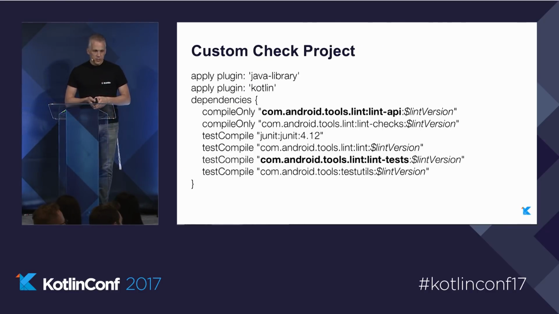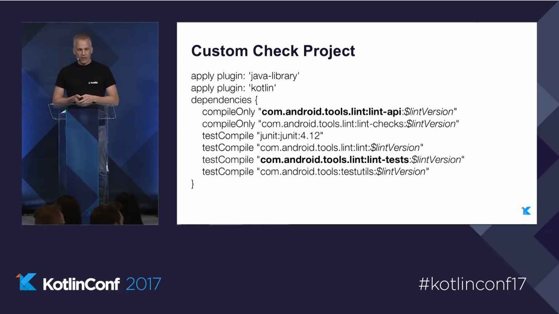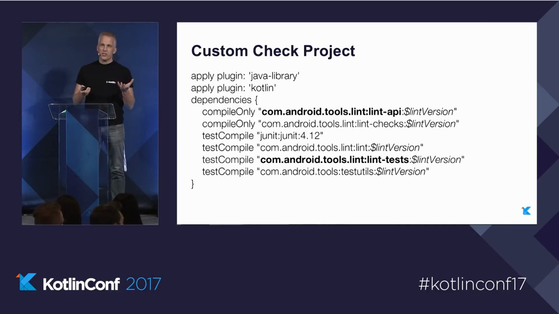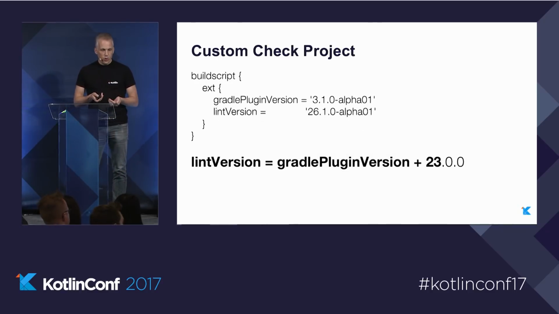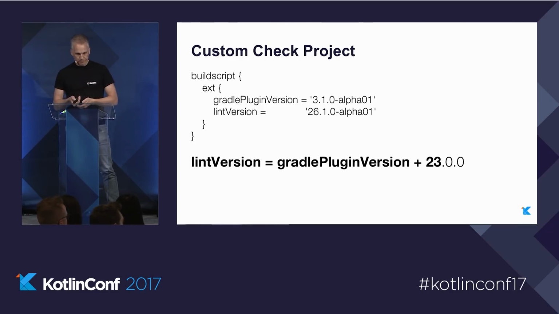So what we do is we first create our custom Lint check project. It's called a custom check. It's the same terminology from Android's custom views. When you extend a view to have your own behavior, that's a custom view. Custom checks are your own Lint checks. So we basically apply the Lint API jar as a dependency, and the testing support. And you have to know the special Lint version to use. And the magic formula is Gradle plugin version plus 23 for historical reasons.